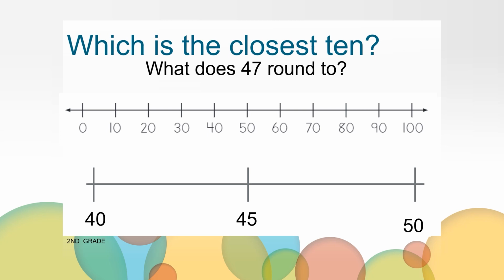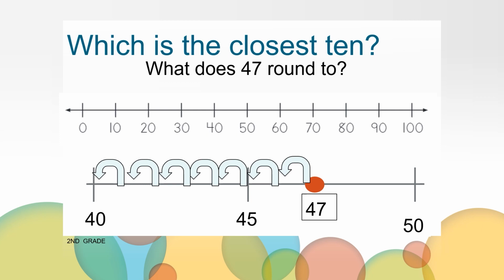Now we add the ones. There are 7 ones in 47. 47 is between 45 and 50. 47 is 7 hops away from the number 40. How many hops on the number line until you get to 50? Well, there's 48, 49, and 50, so there are 3 hops. So 47 is closer to which 10? 40 or 50? It's closer to 50. 47 rounds up to 50.